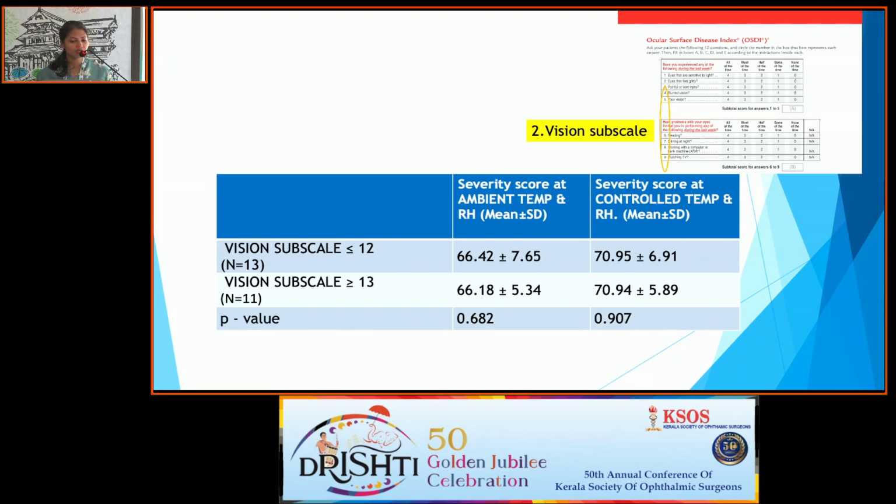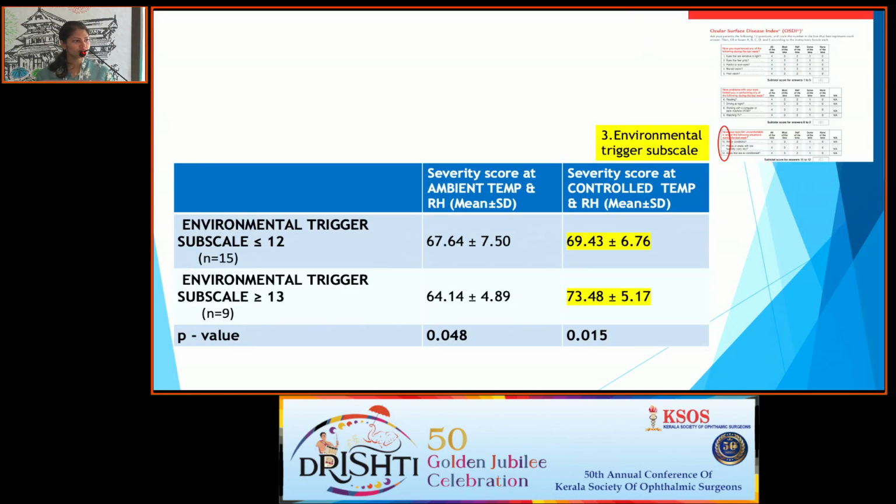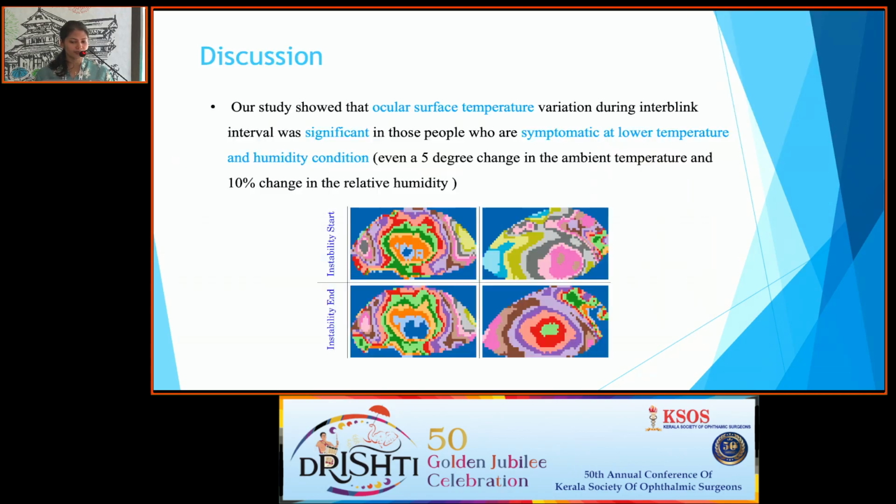Similarly, in the vision subscale 2, there's a higher rise in severity score at a controlled temperature, but at ambient temperature, the difference is not much. However, we noticed that in the environmental trigger subscale, there was a drastic and significant increase in the severity score of those people who were symptomatic on the environmental trigger subscale. So this was a significant finding.